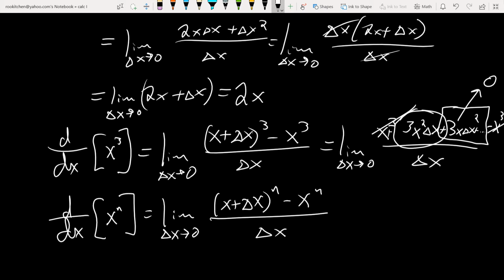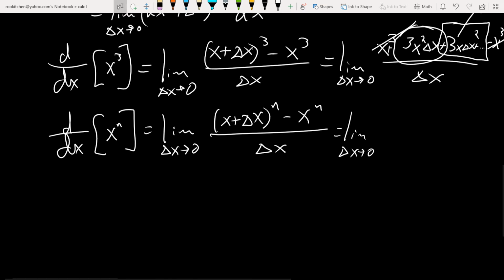So in general, if we have something like this, it would be the limit as change in x goes to 0 of x to the n, which will go away because I'll subtract away the x to the n at the end. And then there'll be the second term of that thing expanded. And the question is, how do I expand that thing? Well, you have to have the binomial theorem on your side.